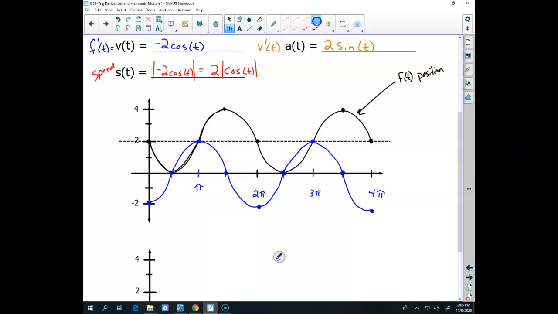Kind of like that. So, I made that one a little too long. So this is v of t, or velocity. Okay. Now the last one I'm going to do is my acceleration curve.